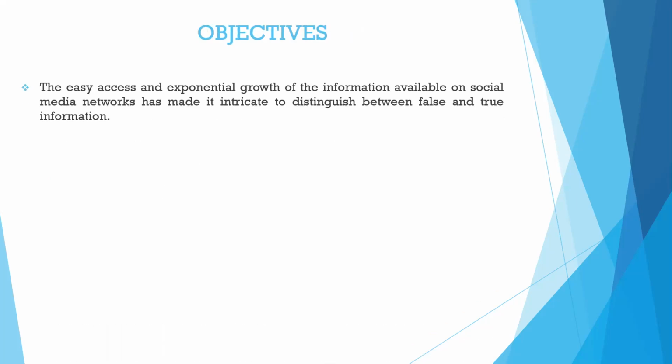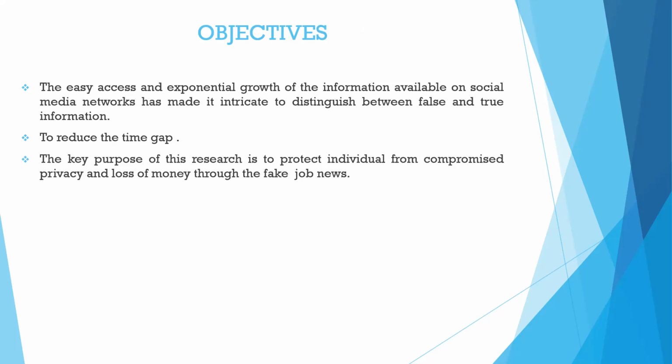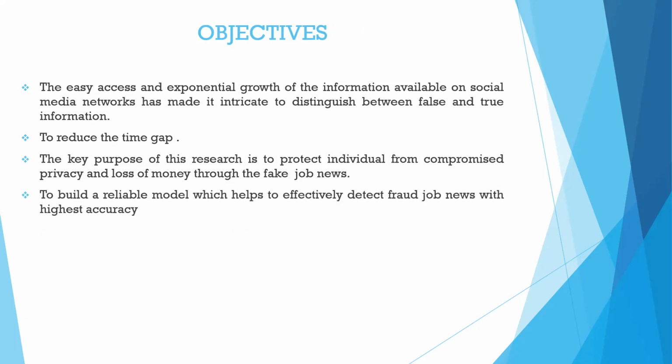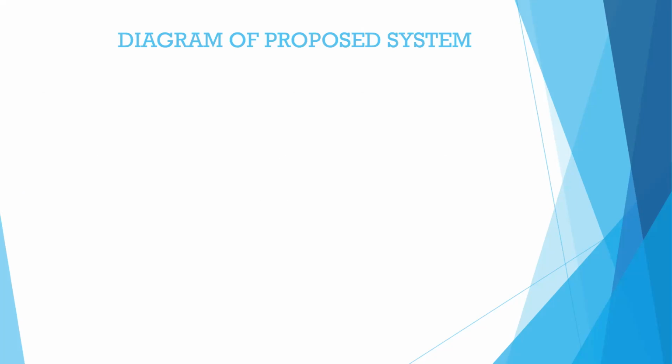The easy access and exponential growth of the information available on social media networks has made it intricate to distinguish between false and true information. To reduce the time gap, the key purpose of this research is to protect individuals from compromised privacy and loss of money through fake job news, and to build a reliable model which helps to effectively detect fraudulent job news with the highest accuracy. Next, the diagram of the proposed system will be explained by my teammate Prithvini.